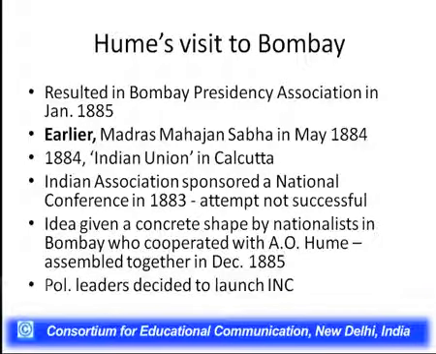And in this context, when Hume visited Bombay during that particular period, the Bombay Presidency Association was formed. Earlier, the Madras Mahajan Sabha, then the Indian Union Calcutta, then the Indian Association sponsored a national conference in 1883. Then finally the Indian National Congress was started in 1885. So what we see is that various efforts at different levels bore fruit in some sense, and the origin of Congress could take place.